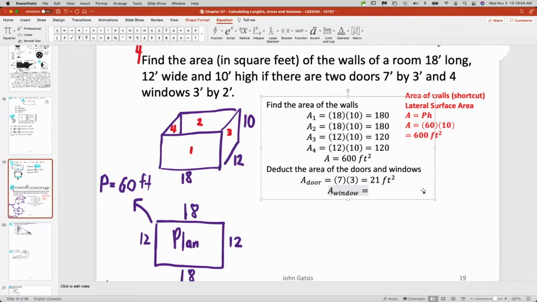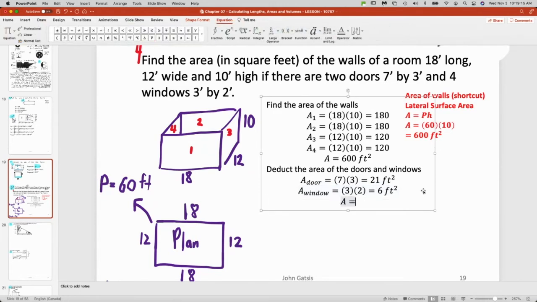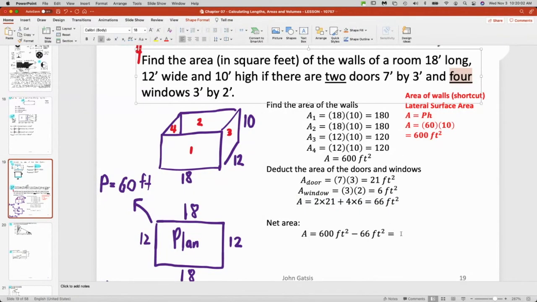The area of a window is 3 by 2. I'm just doing some quick math here with the door and a window. So the area for the doors and windows is going to be, well, let's see here, there are 2 doors, so it's 2 times 21. And there are 4 windows, so 4 times 6. So 42 and 24 is 66. Someone confirm? Thank you, Marco. So final answer, 600 minus 66 is 534.